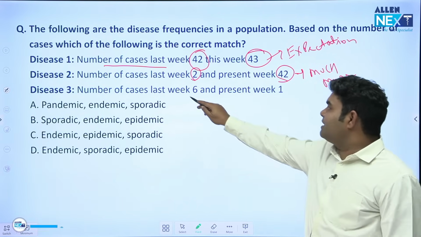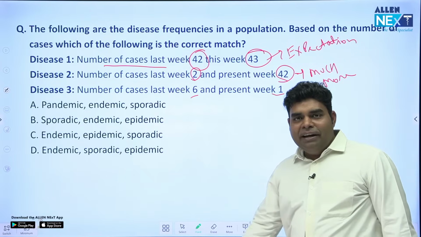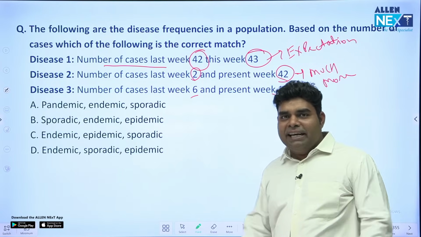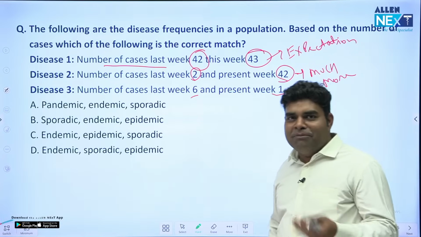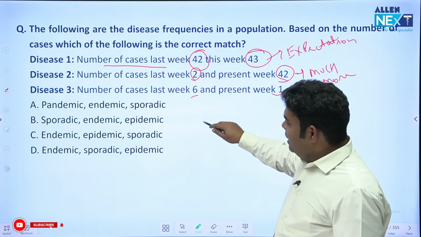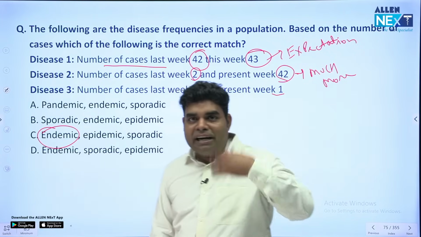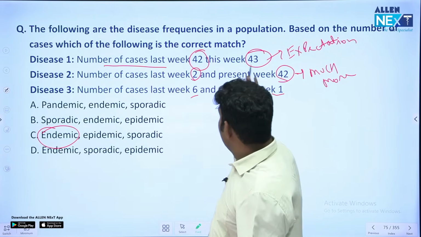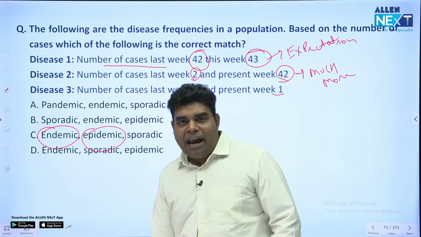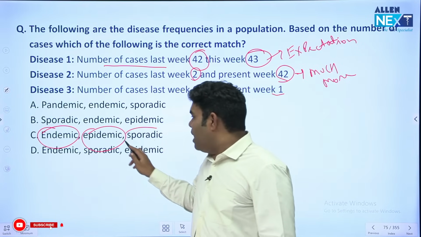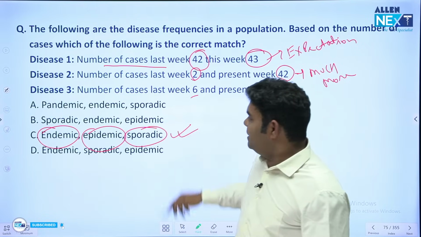And last week 6, present week 1. It means totally random cases are occurring. Sometimes 6, sometimes 1. So the first one is definitely endemic. Within expected number, endemic. Much more than expected, epidemic. And random occurrence of cases is sporadic. So the correct answer will be C.